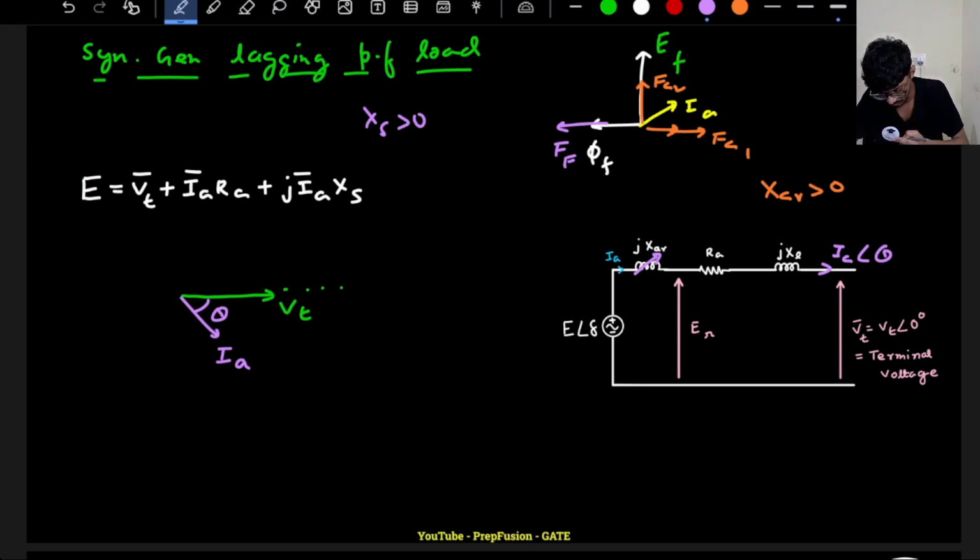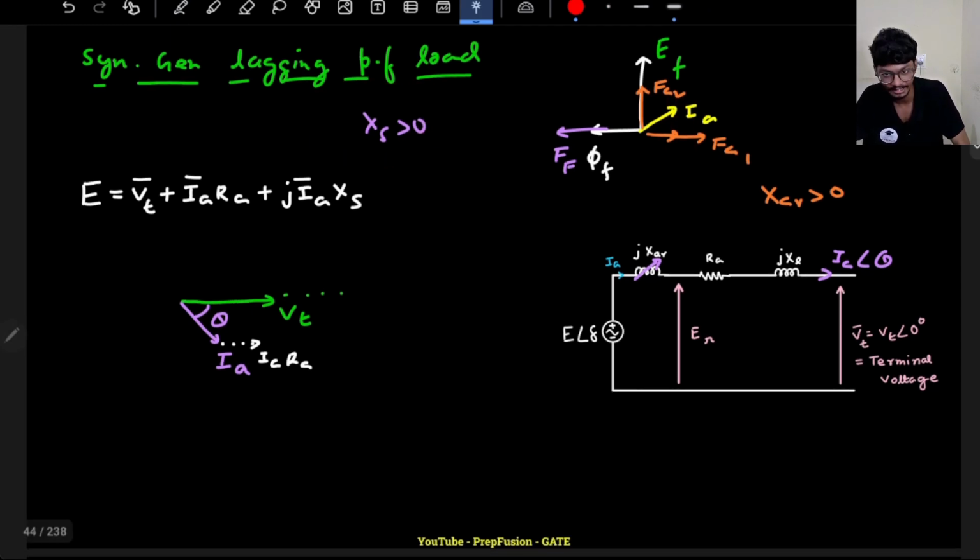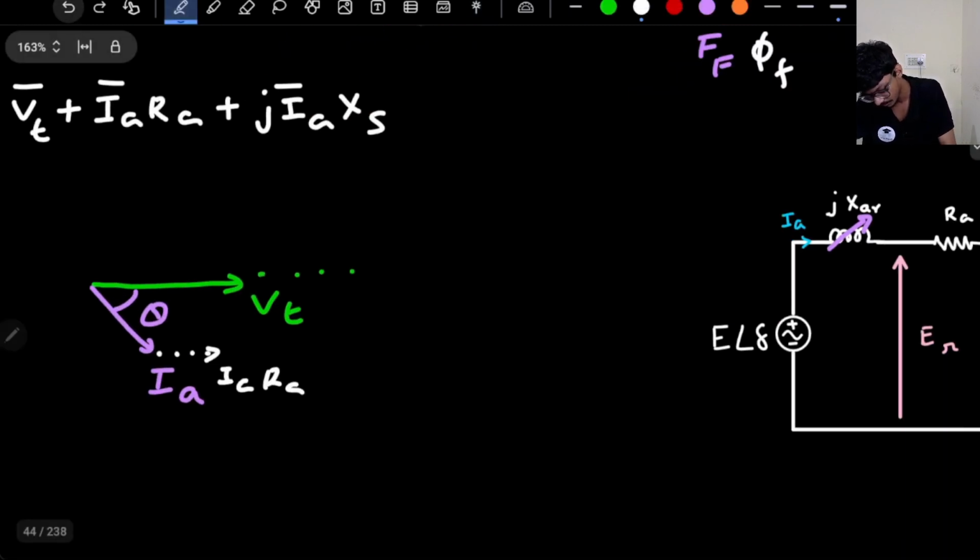Now, what will be the drops? The drop IA into RA will be in phase with VT, because this is the theta angle. This will be my IA into RA. Now there will be another drop. What is the other drop? As I am telling you, XS is positive because the flux is reducing, so it is like a reactance drop. It will be plus J into XS. This drop will be called plus J into XS.